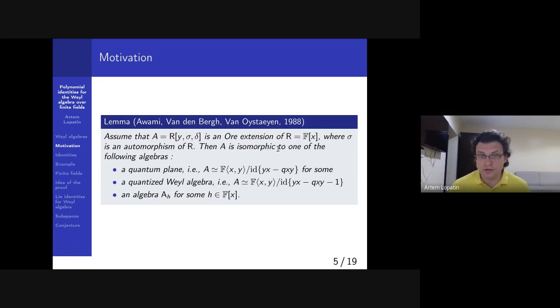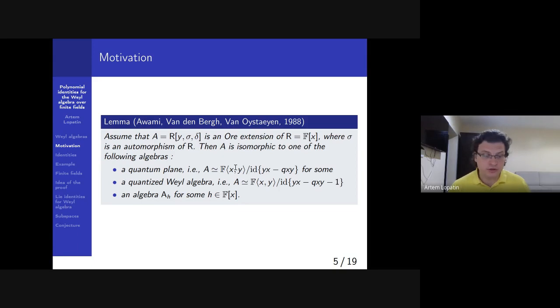In the classical construction, of course, instead of R we can take just a ring. It doesn't have to be a ring of polynomials. But if it is a ring of polynomials and sigma is an automorphism, then this Ore extension is isomorphic to either the quantum plane or the quantized Weyl algebra or to our parametric Weyl algebra. So it's one possible motivation for the consideration of these parametric Weyl algebras.